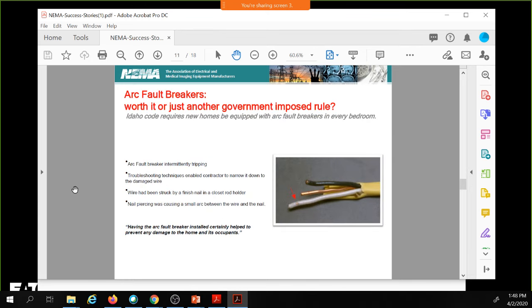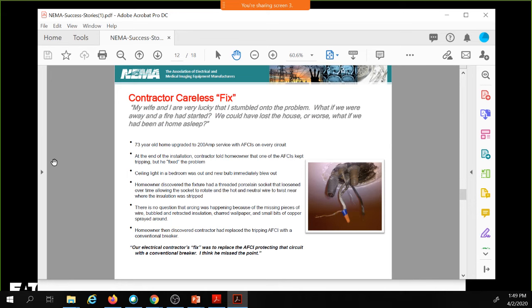This was, again, a nicked conductor. You can see it right there. Piercing was caused, and that's on the neutral side of the business. There's a light fixture. The contractor says, my wife and I are very lucky that I stumbled into the problem, because after we were away a fire could have started. Had a fire started, we could have lost the house or worse. So this was an upgrade. They upgraded the existing home.